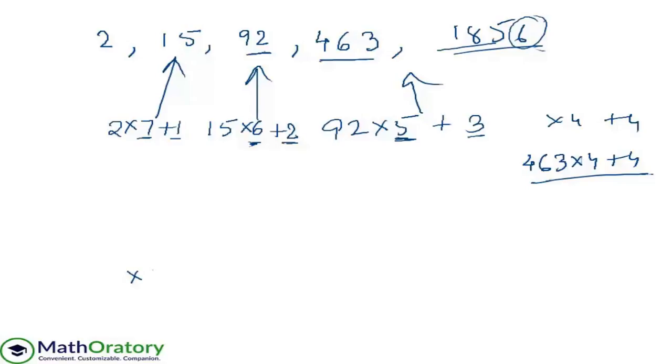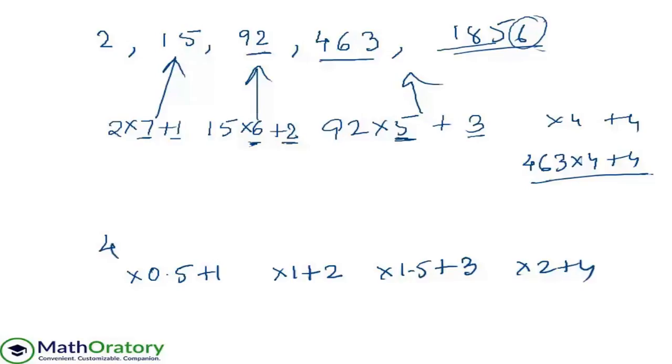Somewhere down the line I also found examples like this: into 0.5 plus 1, then into 1 plus 2, then into 1.5 plus 3, into 2 plus 4. These kinds of series sometimes get confusing for a few people, because they start off with a term like 4, and then suddenly you have 3, then 5, then 10.5, then 25, and that gets confusing.